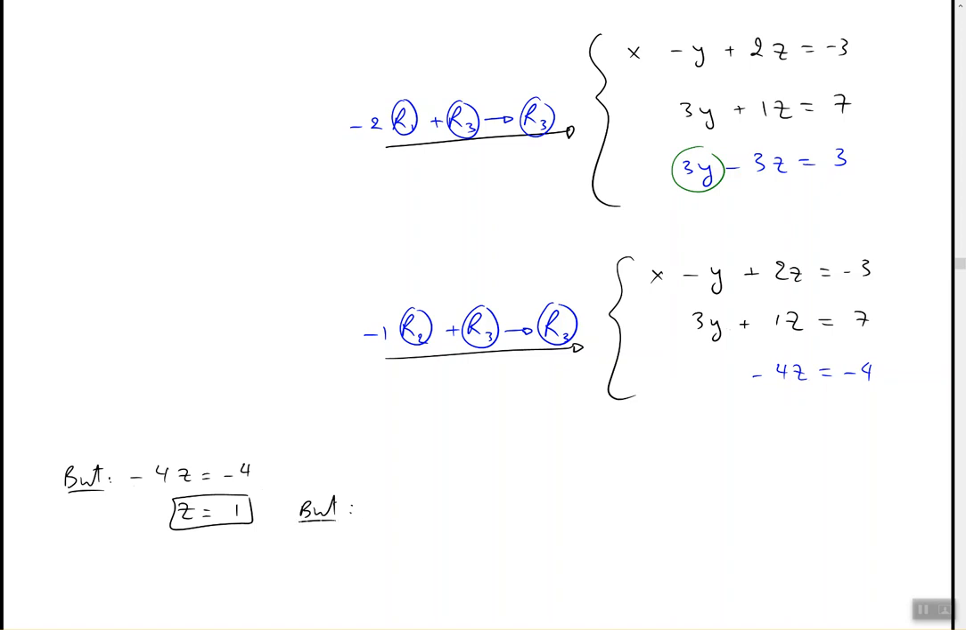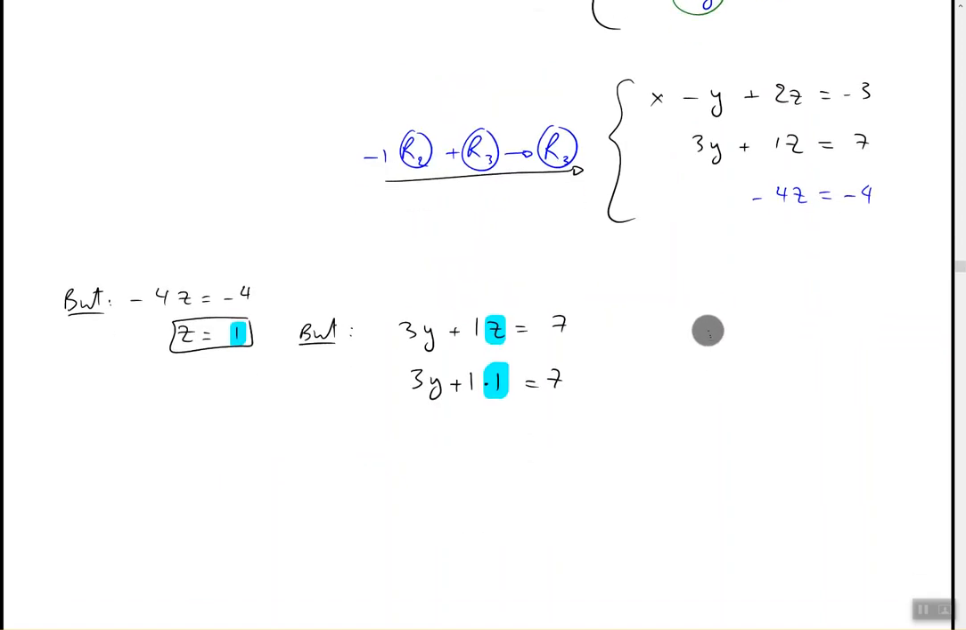All I did is divide both sides by negative 4. But then I can put that into the second equation, and since z is now given as a 1, I can plug it right there and figure out what the y is. So 3y plus 1 times 1 is going to be 7. So this means that 3y has to be equal to 7 minus 1, which is 6, which means the y is going to be 2. So now I have the y and I have the z. All I'm missing is the x.